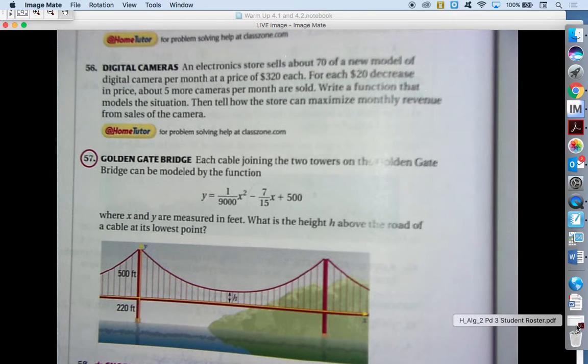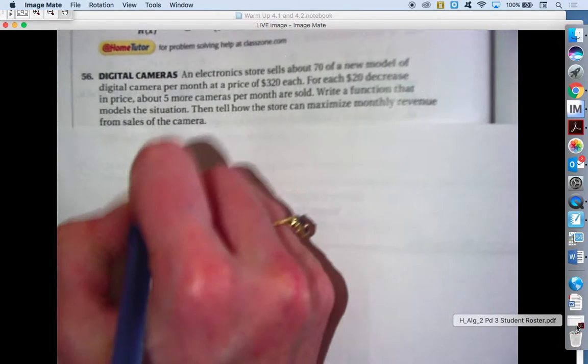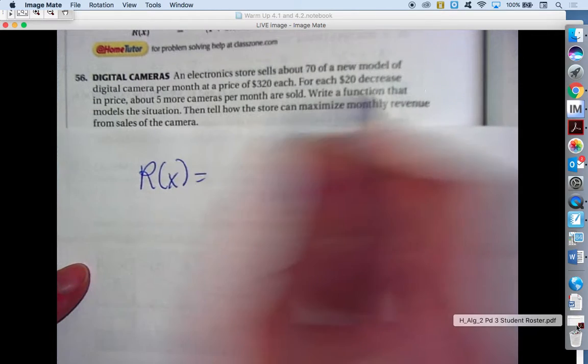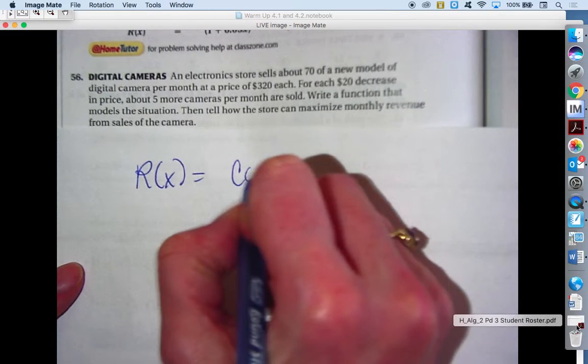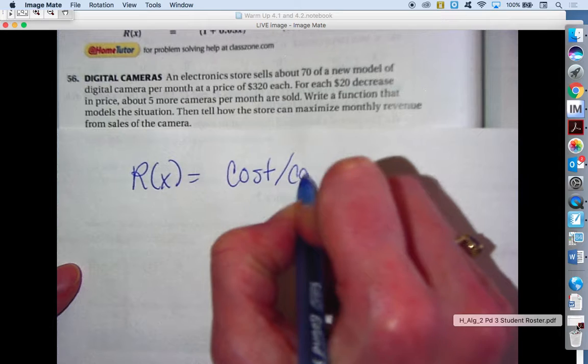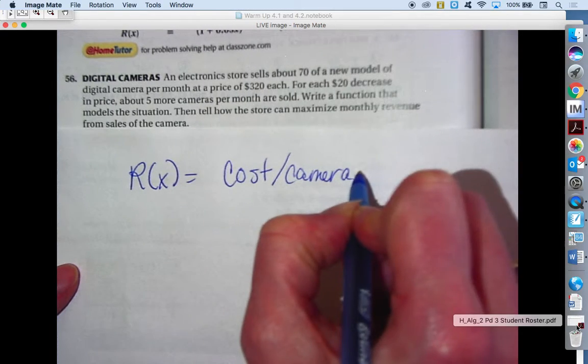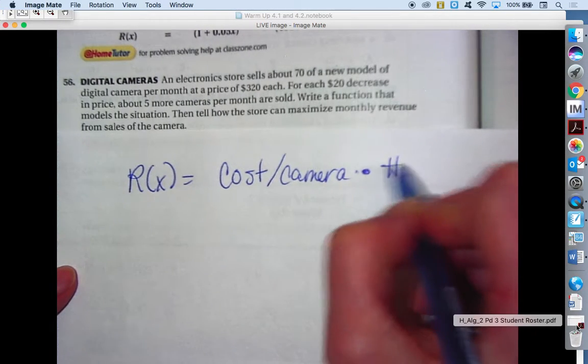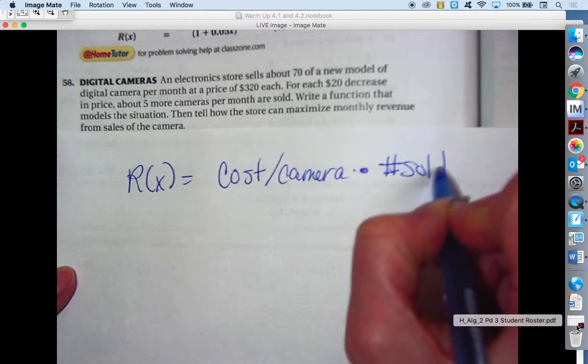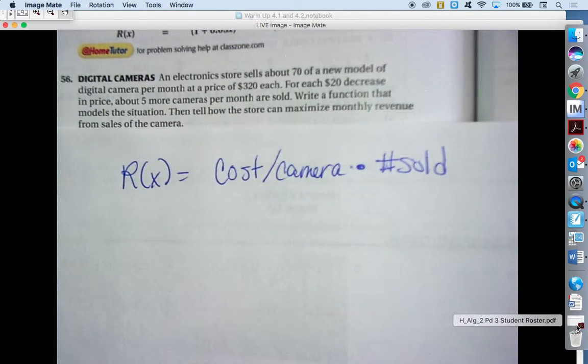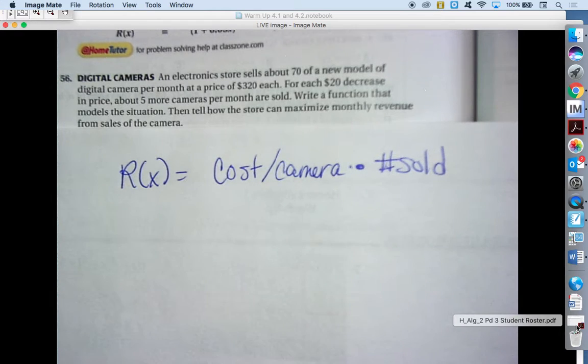So if we have revenue, we're going to set up the problem pretty much the same way as the one above. We need to think about the cost or the price per camera, and you're going to multiply that by the number that are sold. That's how I would set up a revenue equation. But we need to take into account that we're going to reduce the price in hopes to sell more.